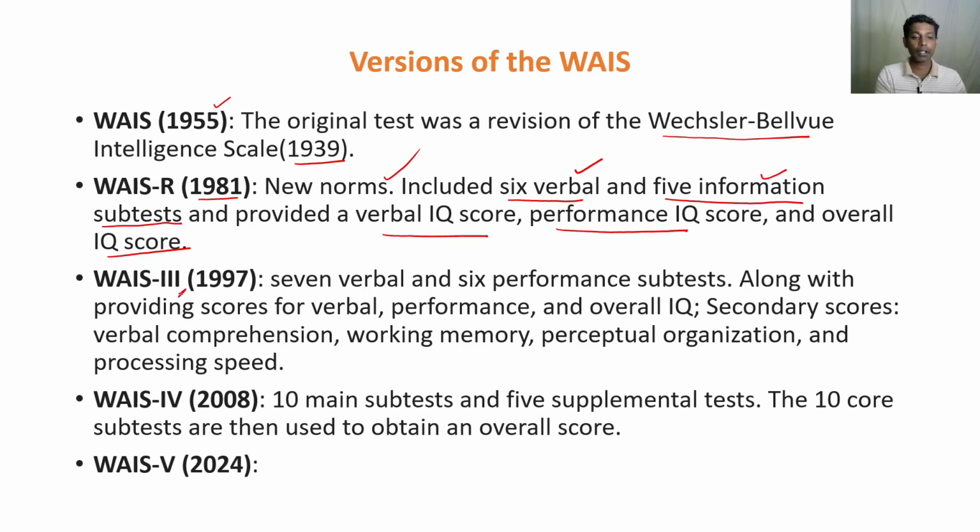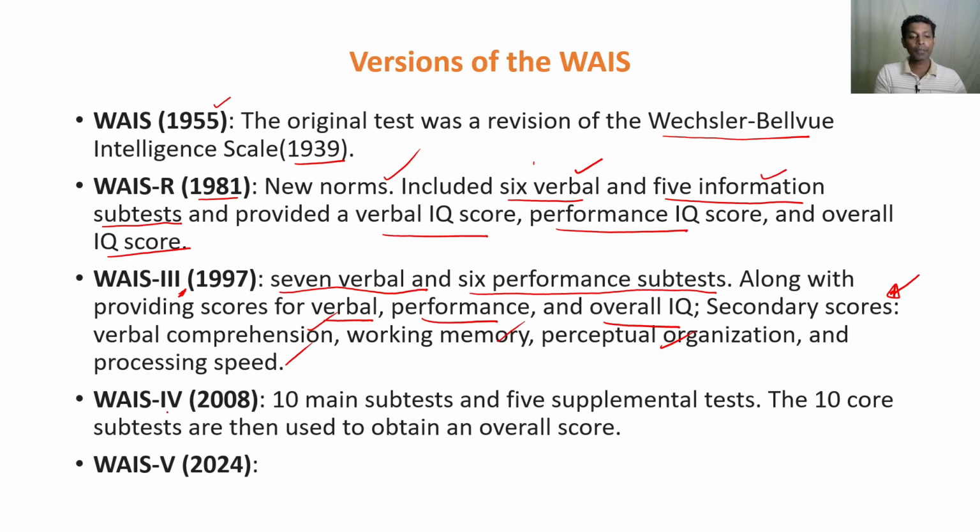Then comes WAIS-3, which was used for a longer period. There were 7 verbal tests. From 6 it became 7, and 6 performance subtests. Along with the usual verbal intelligence, performance intelligence, and overall IQ, secondary scores were also proposed, which are verbal comprehension, working memory, perceptual organization, and processing speed. Other scoring indices were also proposed in the 1997 version, which is the third version.